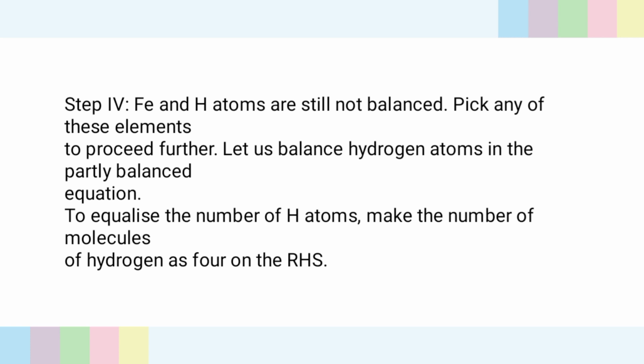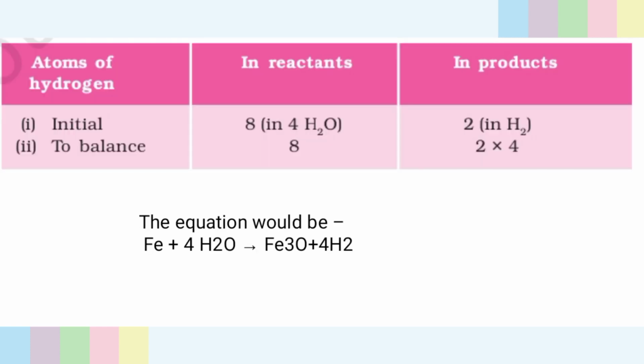To equalize the number of hydrogen atoms, make the number of molecules of hydrogen as 4 on the RHS. So what we did, multiplied the LHS with the coefficient 4. Now we'll balance that by multiplying with the 4 on the RHS. So in the reactants, we will get 4H2O, that is H2, 2 multiplied by 4, that means we have 8 atoms on the reactant side, and in the product side we will multiply that with the coefficient 4.